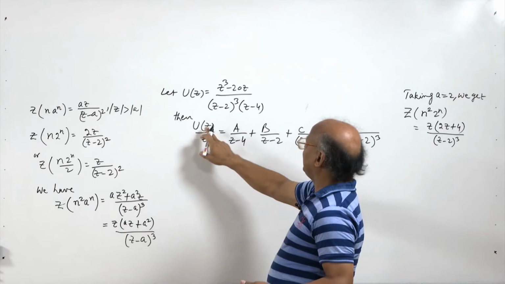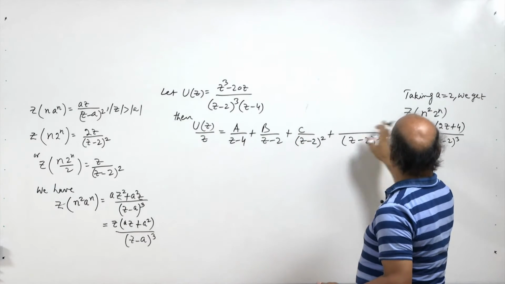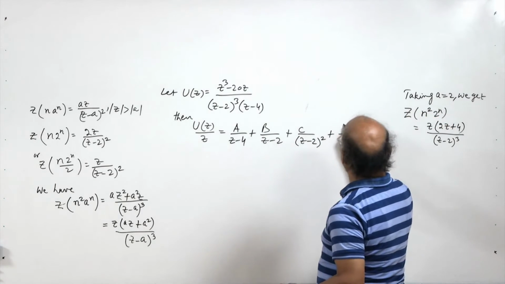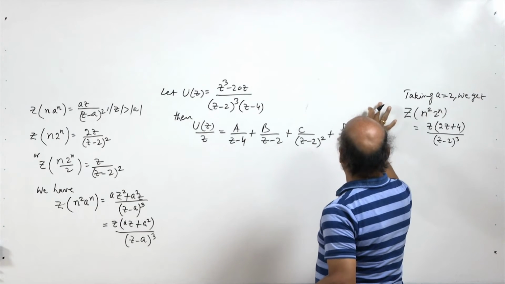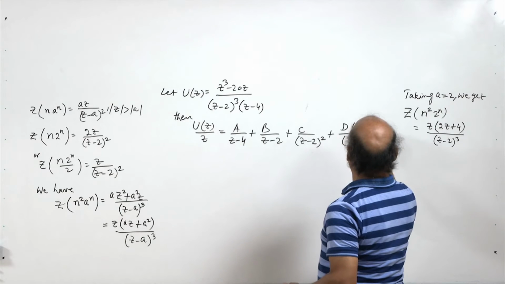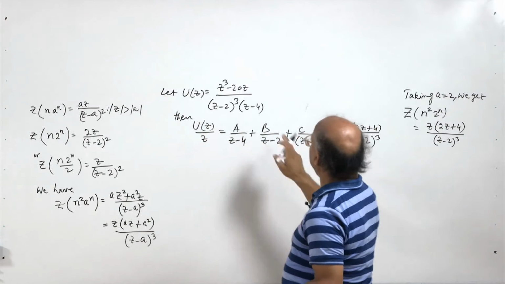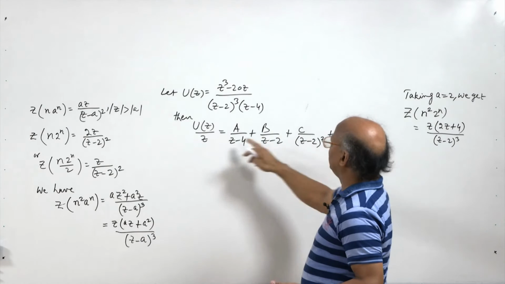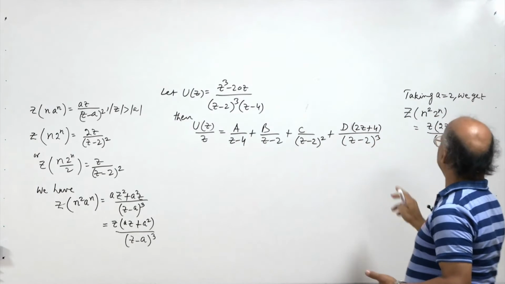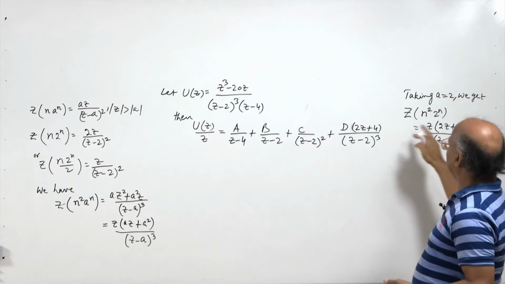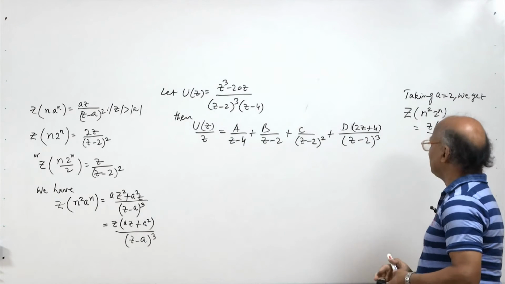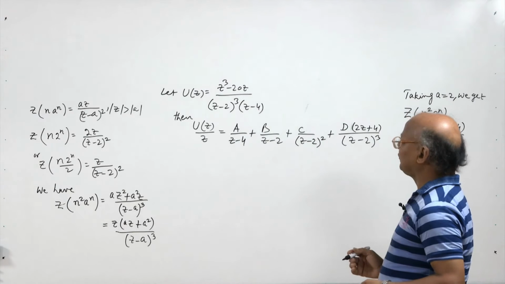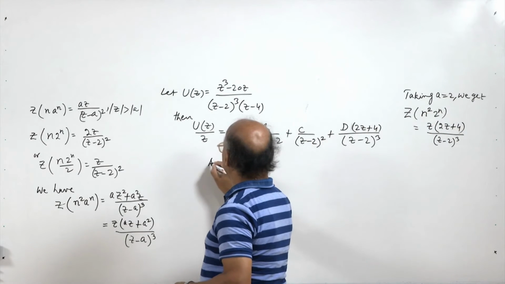So, this z, while writing, we will get to come here. So, we have that z here and then 2z plus 4 also is needed. So, what we do is we write here d times (2z plus 4). Now, when we find the values of a, b, c and d, this term we can also invert, because this term will be z into (2z plus 4) divided by (z minus 2) whole cube. So, its inverse Z transform will be n square into 2 to the power n. Now, the only thing that remains to be done is to find the values of a, b, c, d.